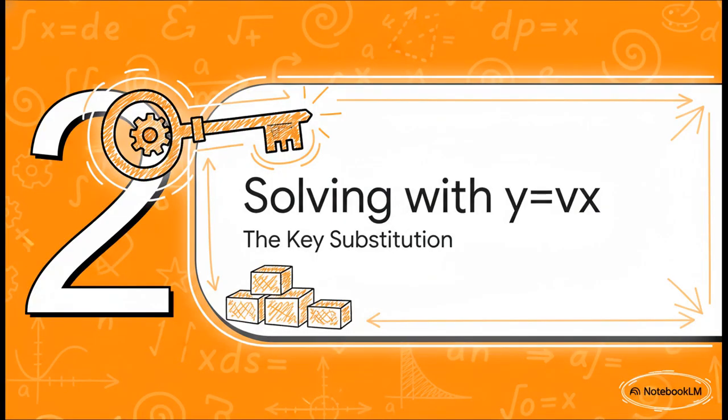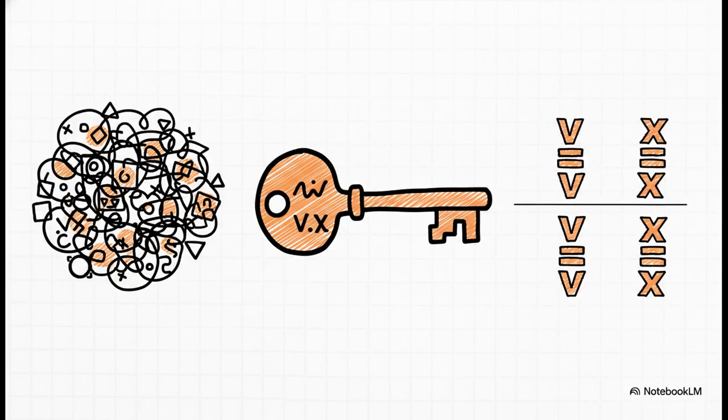Okay, so you've spotted one in the wild. You've identified a homogeneous equation. Now how do we crack it? We need the key. And this is it. This is the master key for every single homogeneous equation. We're going to make this substitution y equals v times x. Now, it's really important to remember that v here isn't a constant. It's a new variable that's a function of x. This one little move is going to completely change the game.